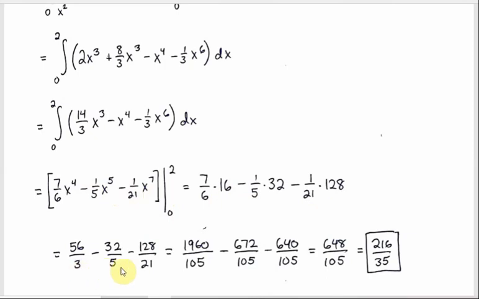And then this is another one where if you want to get a single fraction, you have to find a common denominator. The easiest one to use looks like it's going to be 105, right? 3 times 5 times 7. So then you get that common denominator, you do a bunch of subtraction, you get 648 over 105. And both of those numbers are divisible by 3, so you end up with 216 over 35.